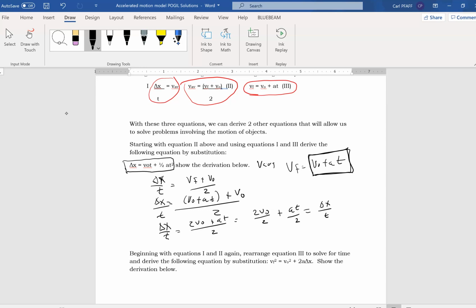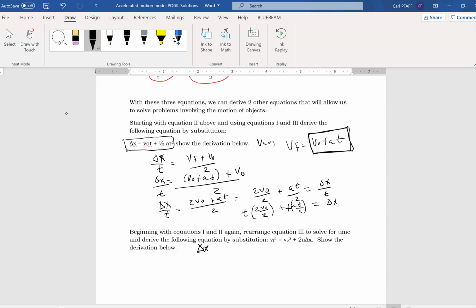So I'm going to multiply both sides through by T. I get T times 2 V naught over 2 plus AT over 2 should be equal to delta X. And I end up with delta X equals 2 V naught over 2, which is V naught. So I have V naught times T plus AT times T, which is AT squared over 2, which is 1/2 of AT squared. And that is known as the position time equation.